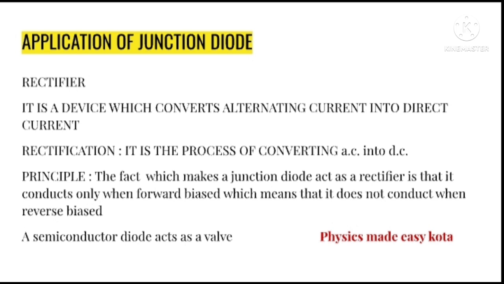Rectifier. Rectifier is one of the most important applications. It is a device which converts alternating current into direct current. It is based on the principle of the PN junction: when a junction diode acts as a rectifier, it starts conducting when forward biased, and it never conducts, or a very low current flows, when reverse biased. So the semiconductor diode acts as a valve, and this method is also known as rectification, which means the process of converting AC into DC.